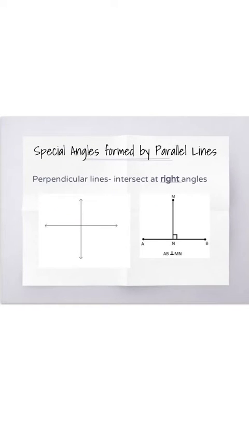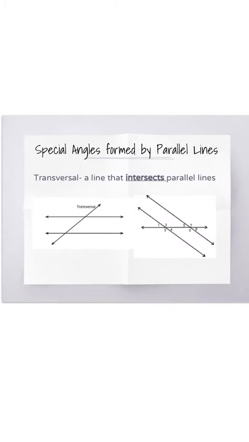Perpendicular lines are lines that intersect at right angles. They make 90 degrees, so you would tell that with a box. On the left-hand side, we have two lines that are perpendicular and intersect at 90-degree or right angles. On the right-hand side, there are two segments that are perpendicular because they intersect at 90 degrees.